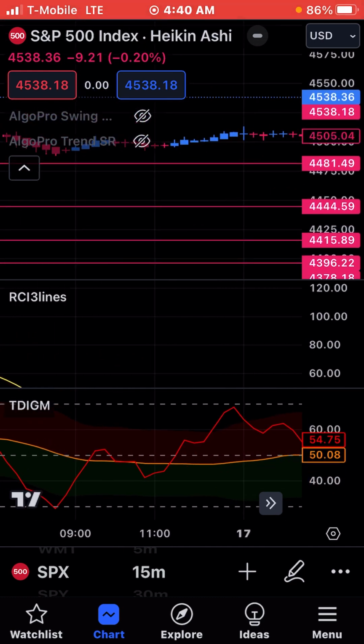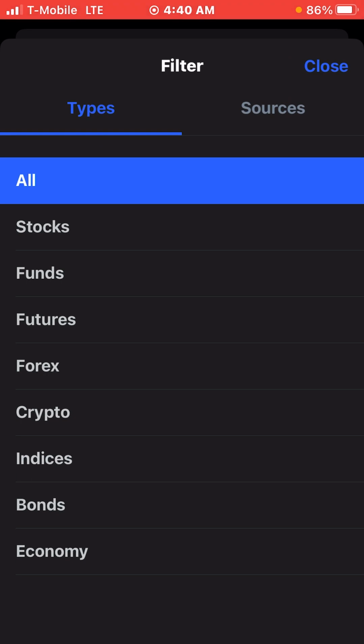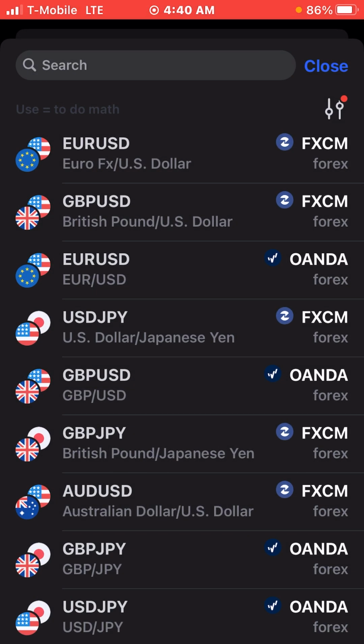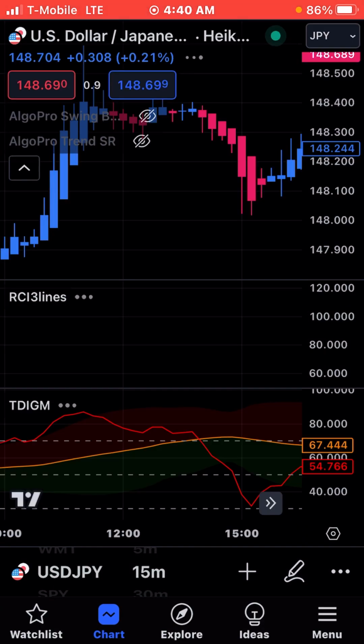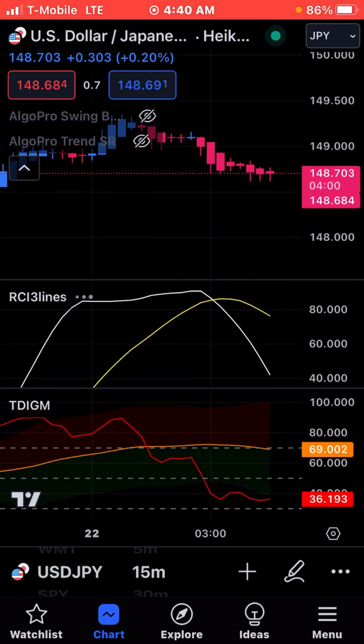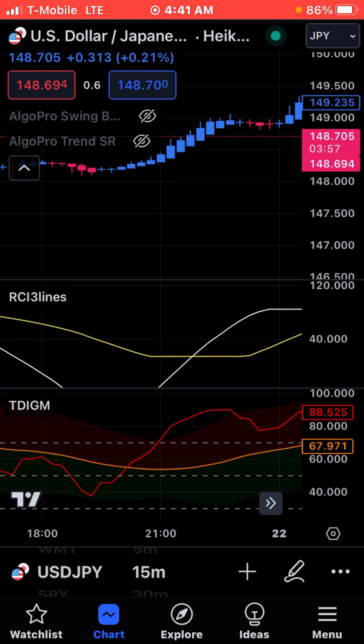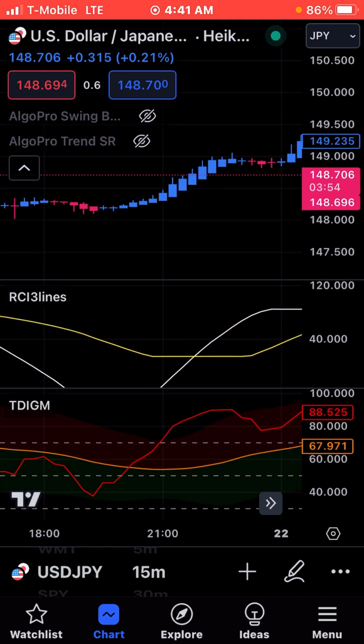But in my opinion, it works the best for Forex. Because Forex has a lot of momentum. A lot of money goes in and out of it every day. So you're probably able to get a lot more moves like this. So anyway, this strategy works very well.